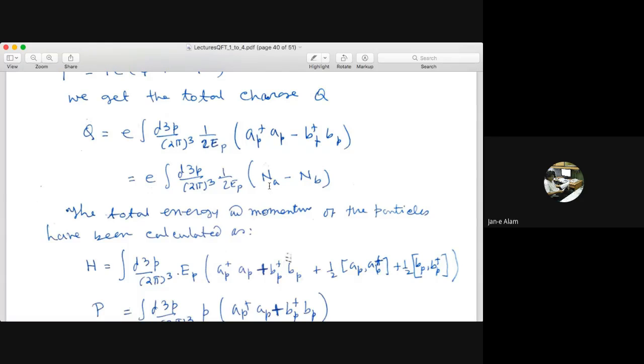So if A is a particle, then B must be its antiparticle. Why am I calling it this? Because their mass is the same, right? Because they add up with the energy E, which is p squared plus m squared. So their mass is the same, right?